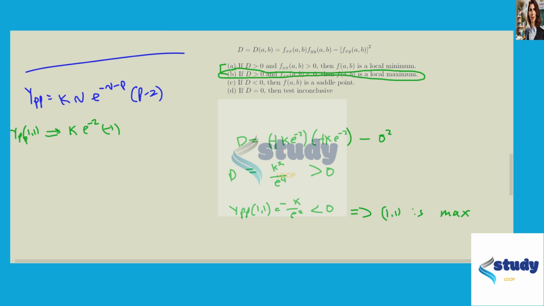So I guess we really didn't need to do all of this, but it does help confirm that for a nitrogen level of 1, whatever that means, and a phosphorus level of 1, then we get our max value. Because a lot of times we might do this and then end up getting a minimum or a saddle point, or the test is just inconclusive. So it never hurts to double check our work.